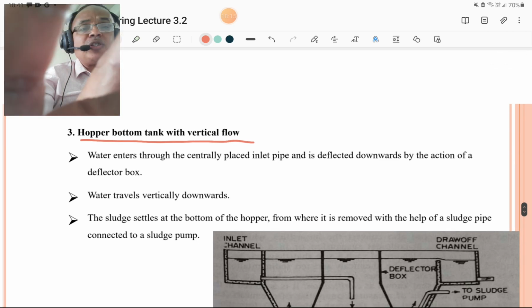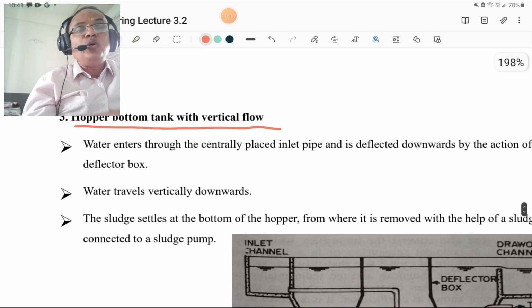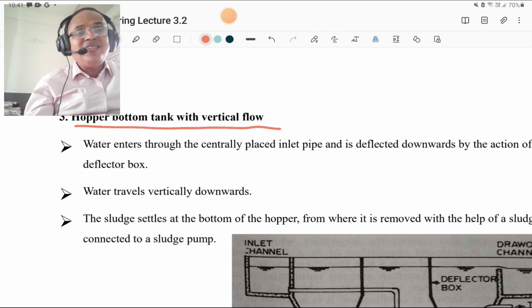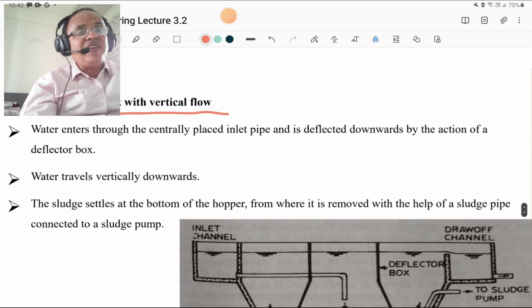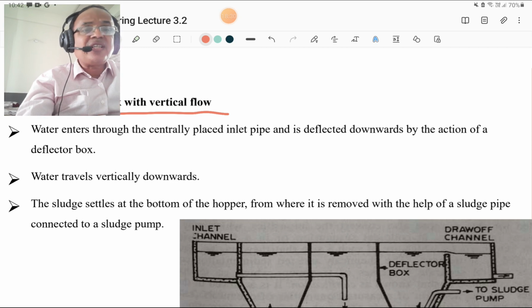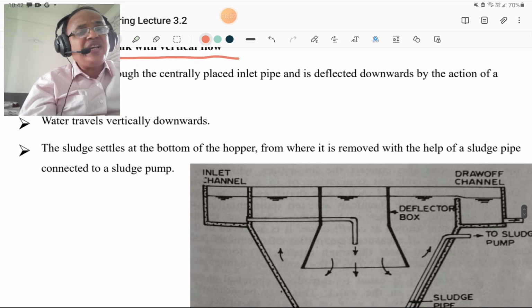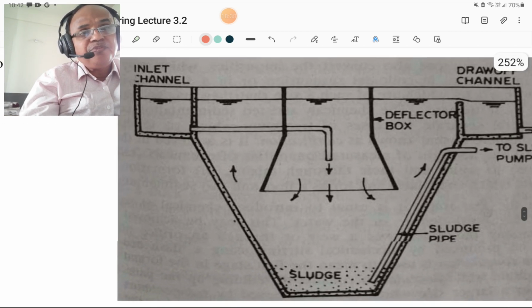Then the third one is the hopper bottom tank with vertical flow. Water enters through a centrally placed inlet pipe, and water is deflected downwards by the action of the deflector box. Water travels vertically downwards. The sludge settles at the bottom of the hopper, from where it is removed with the help of the sludge pipe, which is connected to a sludge pump, as usual.